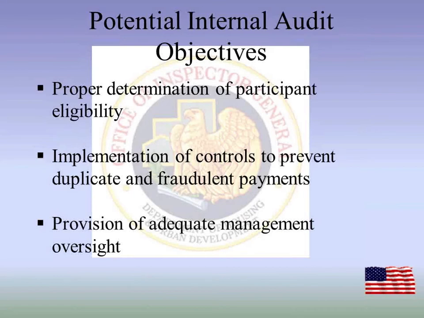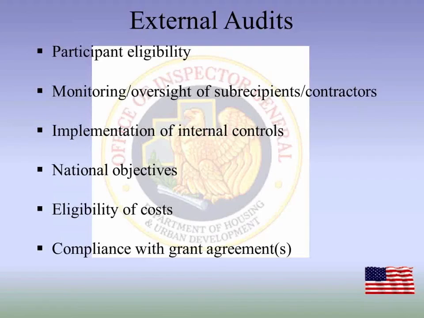For external audits, we focus on participant eligibility also, monitoring oversight of subrecipients and contractors, implementation of internal controls, national objectives, eligibility of costs, and compliance with grant agreements. The objectives would be proper determination of participant eligibility, grantee monitoring of subrecipients or their contractors to ensure provision of services, their policies and procedures developed in accordance with HUD rules and regulations, implementations also of systems controls, and eligibility for costs.